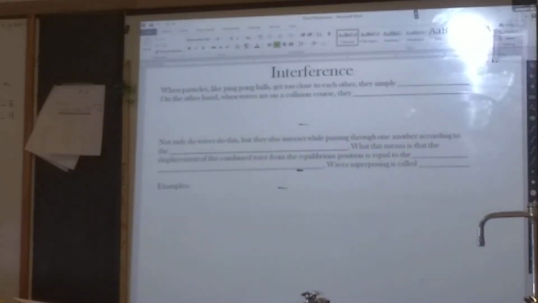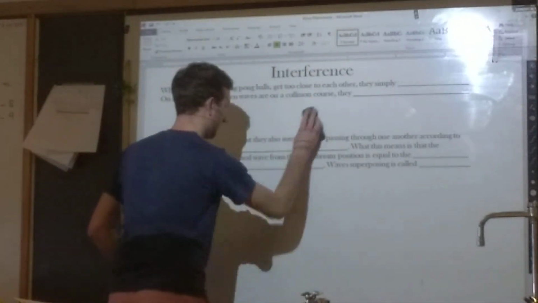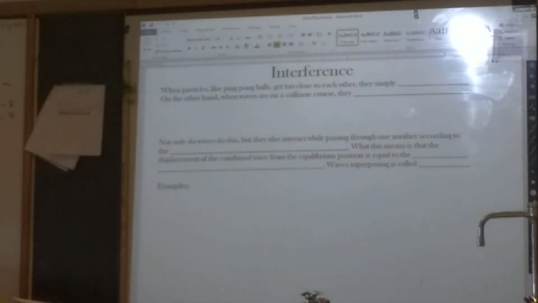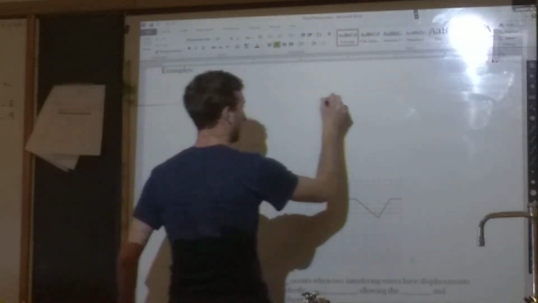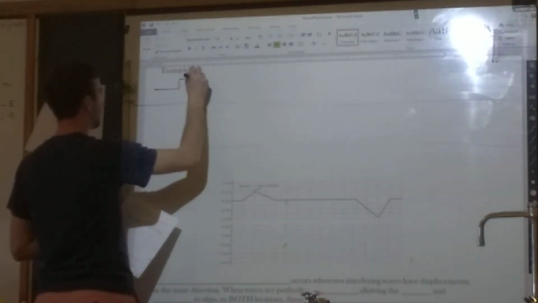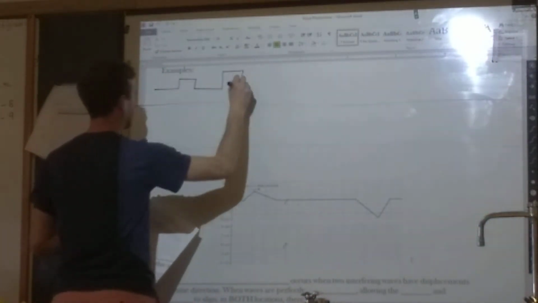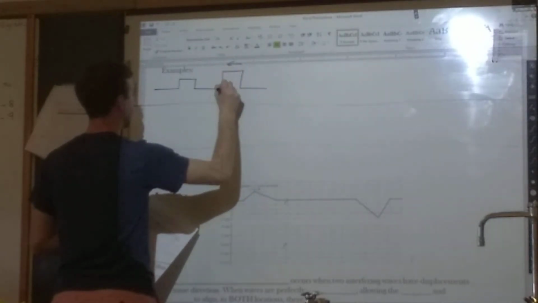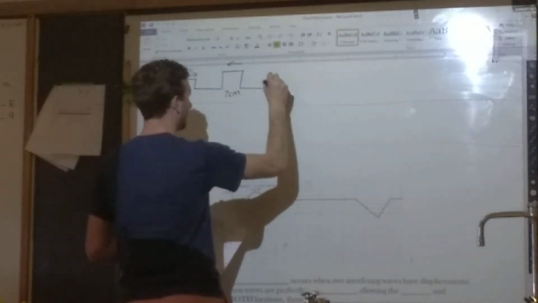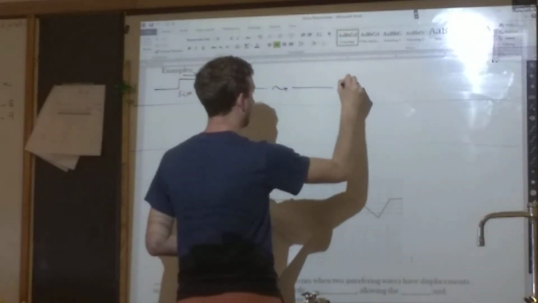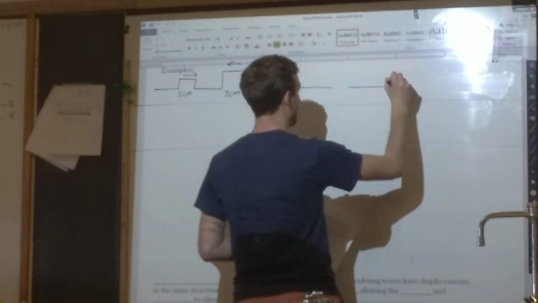So we're going to draw some pictures of this. Our first example will be two square pulses moving towards one another. This is not the square pulse, it's just me dividing up my page. This one is 7 centimeters, this one is 5 centimeters. They're moving towards one another. When they are overlapped, we want to know the height.